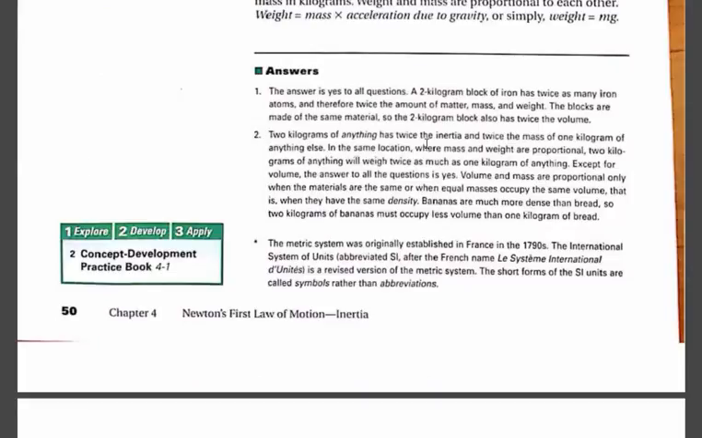2 kilograms of anything has twice the inertia and twice the mass of 1 kilogram of anything else. In the same location, where mass and weight are proportional, 2 kilograms of anything will weigh twice as much as 1 kilogram of anything. So except for volume, the answer to all the questions is yes. Volume and mass are proportional only when the materials are the same, or when equal masses occupy the same volume. That is, they have the same density. Bananas are much more dense than bread, so 2 kilograms of bananas must occupy less volume than 1 kilogram of bread.